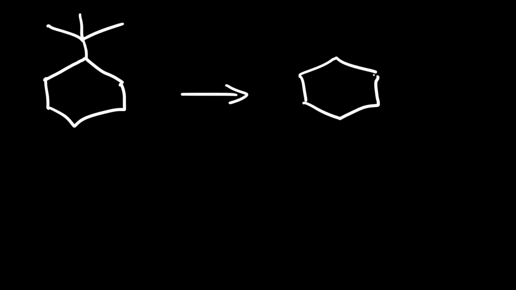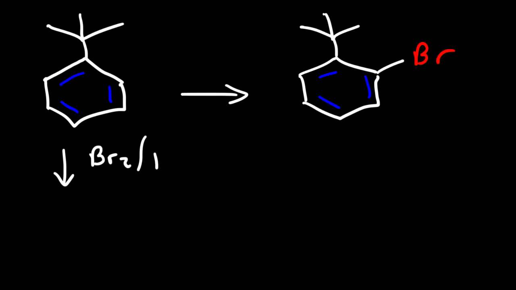Now let's move on to the next situation. So we're going to start with tert-butyl benzene. And the goal is to put a bromine atom on the benzene ring, but in the ortho position. So how can we do this? Well, you might be thinking to use Br2 and FeBr3. And so that could give us this product.